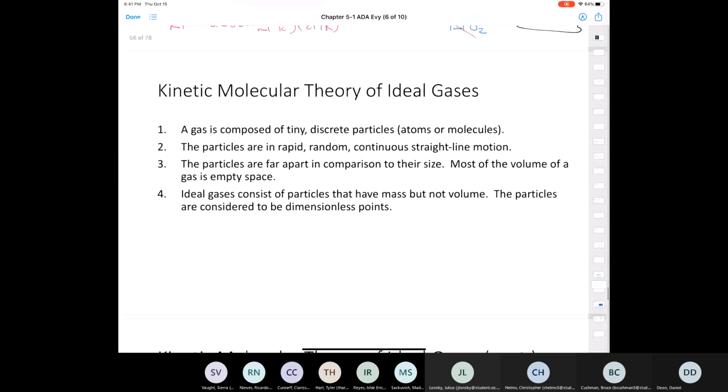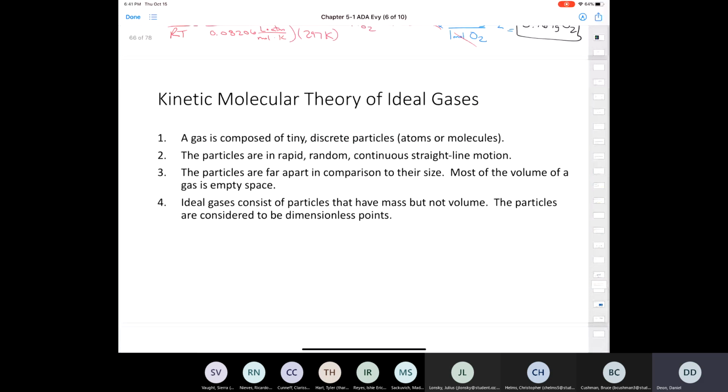to figure out the pressure of the gas of interest. Okay, let's go right back to the beginning of chapter 5 when we first started discussing what's called the kinetic molecular theory of gases, where we say in this theory that a gas is composed of tiny discrete particles, whether they're atoms or molecules of a gas.